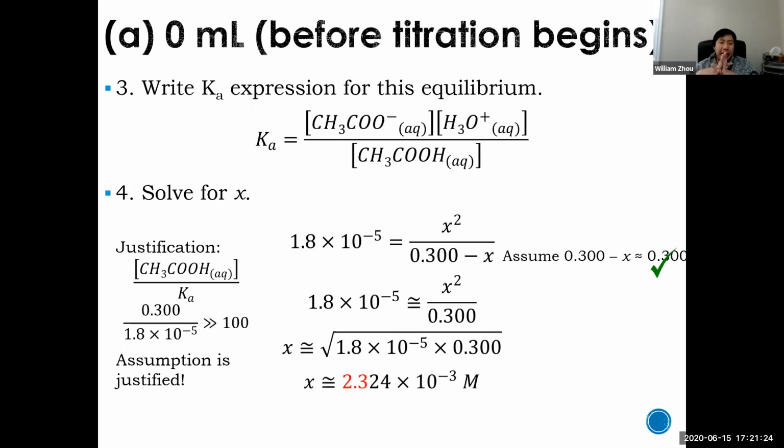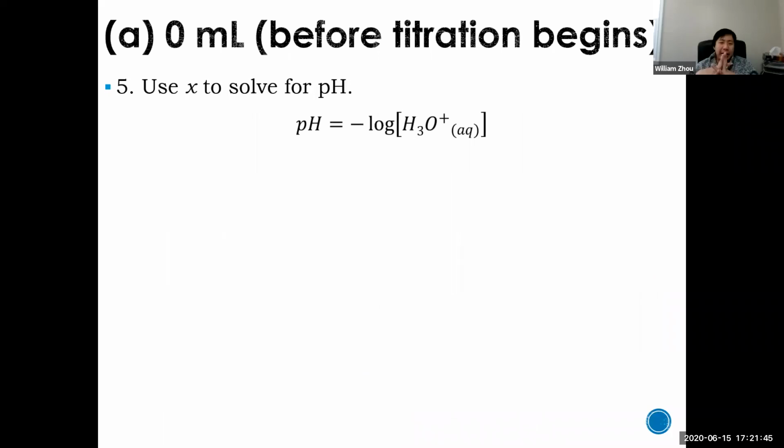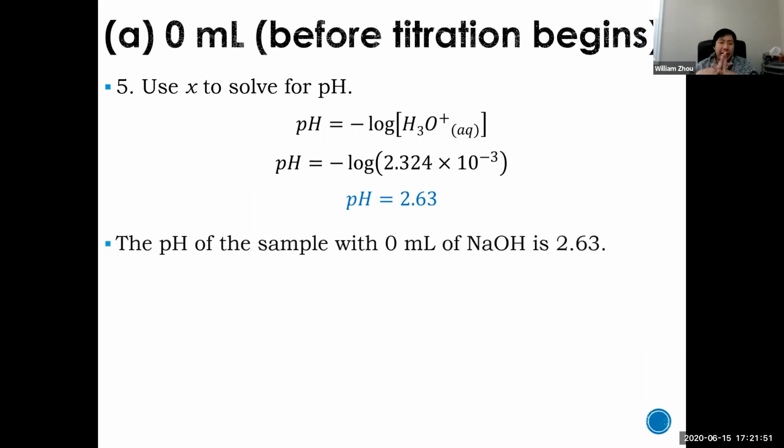So that is X. What does X mean? Well, X is hydronium. You have to know what X is when you calculate X. It's hydronium, H3O+, the same value as X. So taking the negative log of this number will give you the pH. Negative log of hydronium, you sub the number in, and the pH you discover to be 2.63.